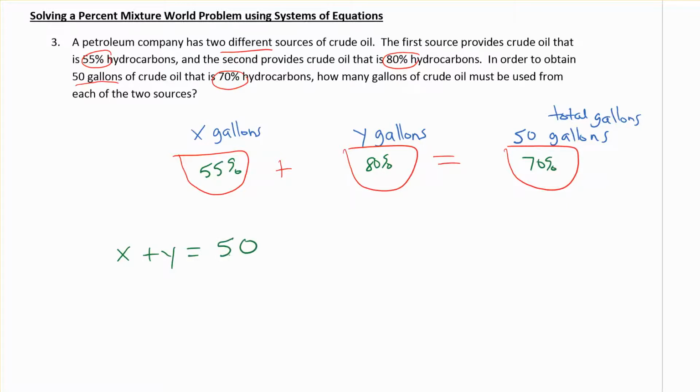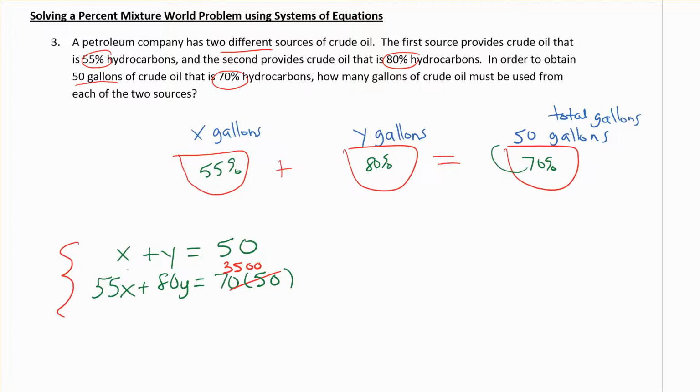Your second equation puts the percentages in, and the percent always multiplies by your x. So I have 55 times x plus 80 times y equals, and here is really important, you always multiply the percent by your number. So I have to do 70 times 50 gallons. 70 times 50 is equal to 3,500. Okay, so here's my system of equations.